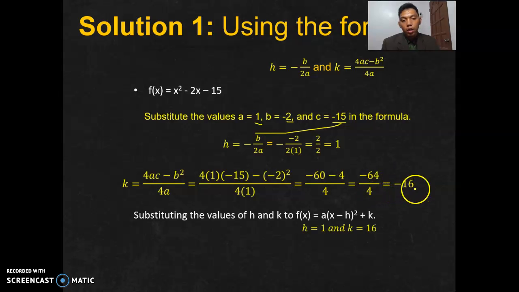Check. After obtaining h equal to 1 and k equal to -16, we simply substitute them into the vertex form, including a. A is 1, so no need to write it. So k is equal to -16, and we get x minus 1 squared minus 16.